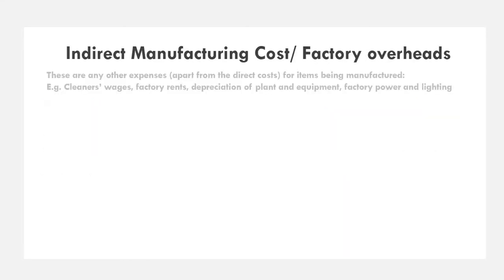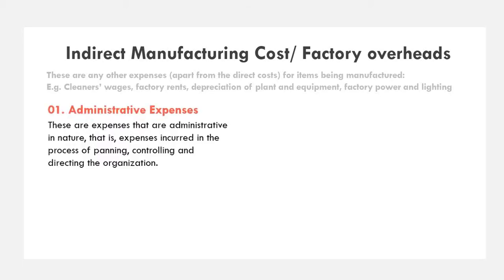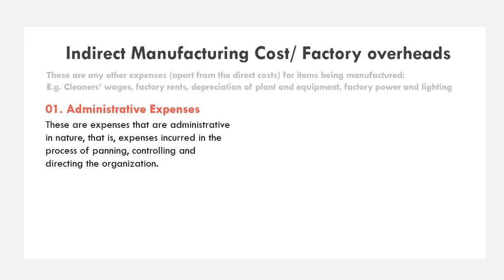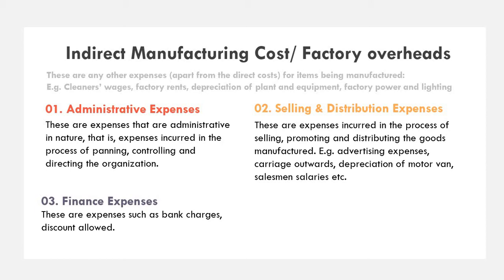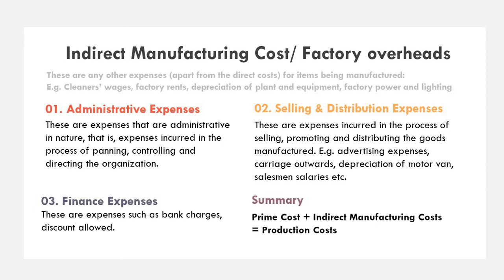The second category of cost is called indirect cost, and they include administrative expenses, selling and distribution expenses, and finance expenses, and many more. In summary, prime cost plus indirect manufacturing cost give us what we call production costs.